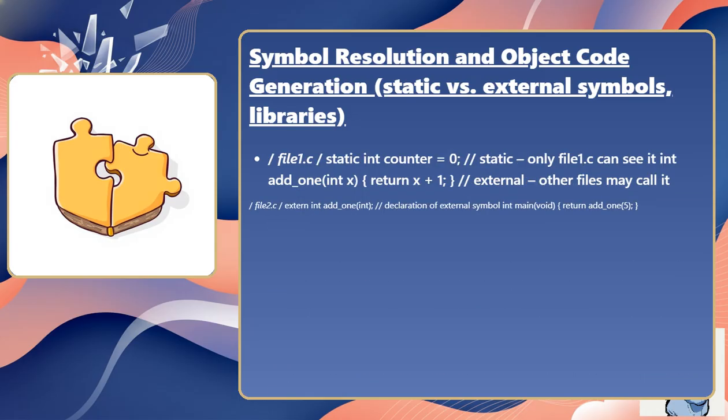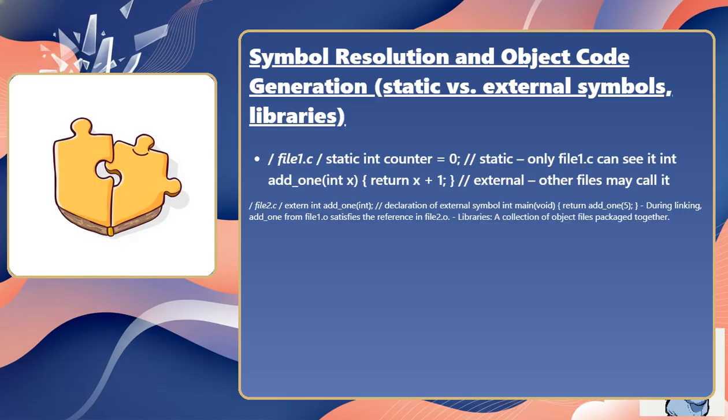File1.c: static int counter = 0; static, so only file1.c can see it. int add1(int x) { return x + 1; } external, other files may call it. File2.c: extern int add1(int); a declaration of an external symbol. int main() { return add1(5); } During linking, add1 from file1.o satisfies the reference in file2.o.